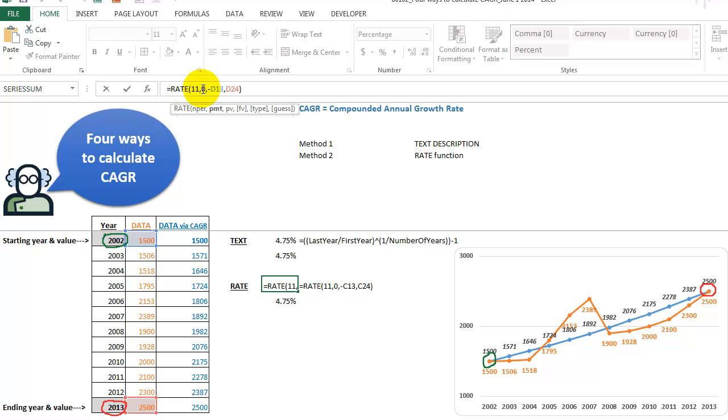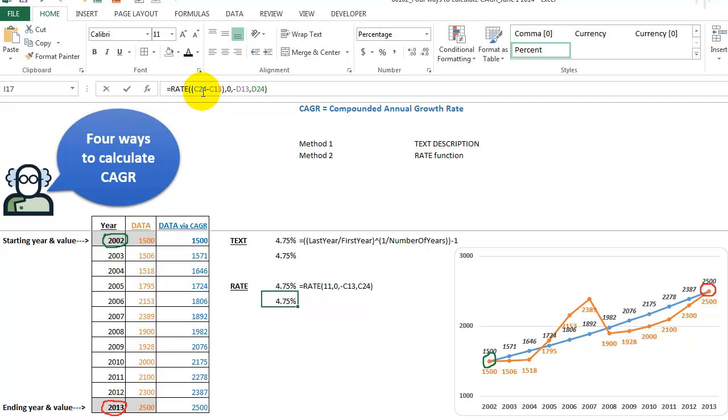0 is the additional payments. We don't have any additional payments. This is the amount of the present value that we're giving away. And then this is the future value. So that's all you need, and it comes up with the same answer. Here I'm simply saying that method I was telling you about, end year minus the start year.